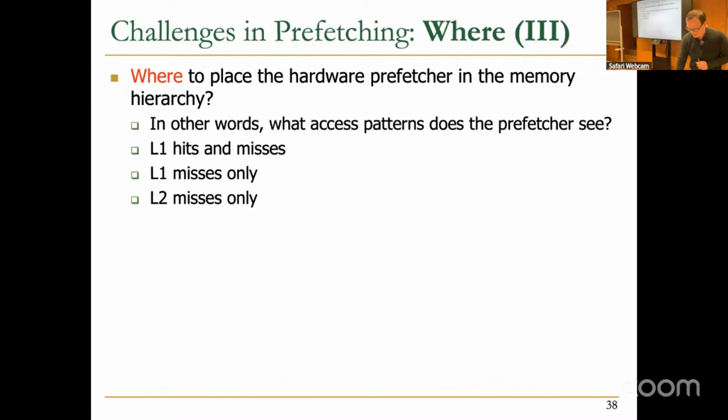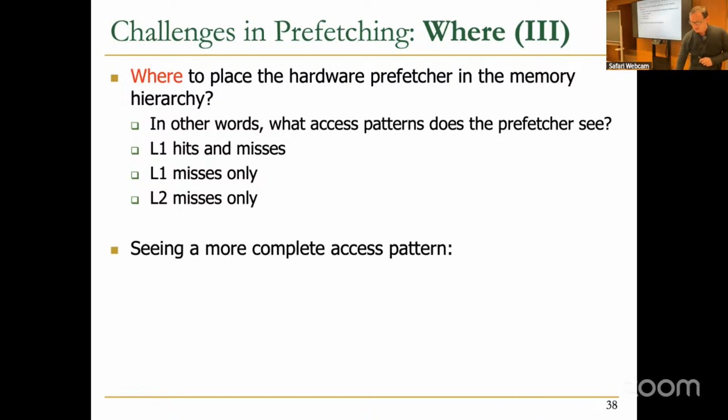Again, it could be everywhere. In other words, what access patterns does the prefetcher see? L1 hits and misses, L1 misses, L2 misses. Again, you can generalize this to anything. The key distinction, I think, is what kind of access pattern the prefetcher sees.